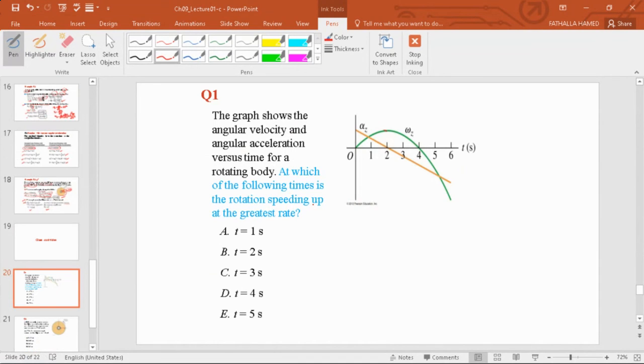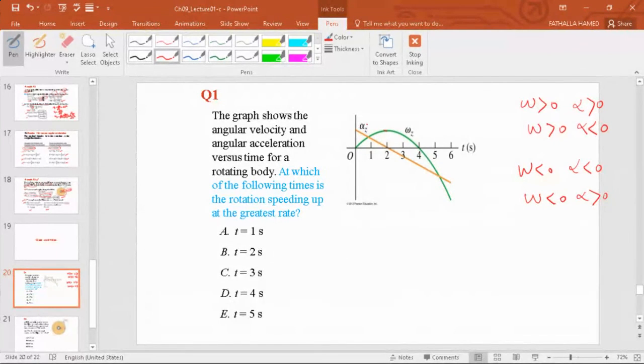So you know that when your omega is greater than 0 and your alpha is greater than 0, you're going to be speeding up. And when your omega is greater than 0, but your alpha is less than 0, in that case you are slowing down. By the way, when your omega is less than 0 and your alpha is less than 0, you're also going to speed up, because your angular velocity and angular acceleration are in the same direction. And when your omega is less than 0 and your alpha is greater than 0, in that case you're going to slow down.